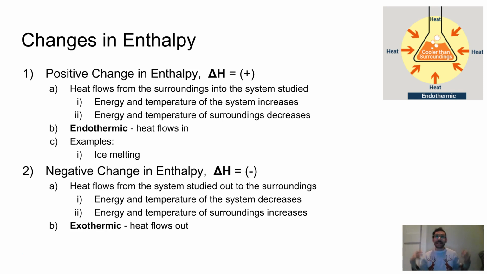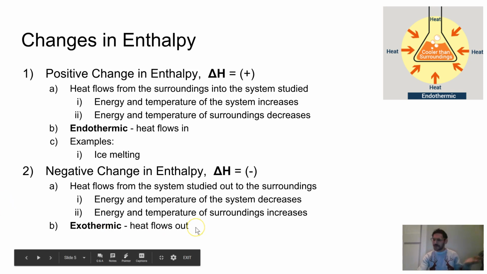Exo for like outside, like insects have an exoskeleton. It's on the outside. Exothermic, because thermic for thermal or heat. Heat flows out. And so a nice example of this would be a fire.